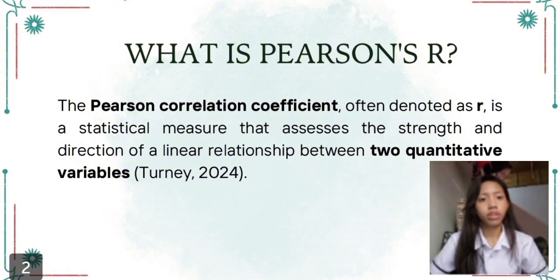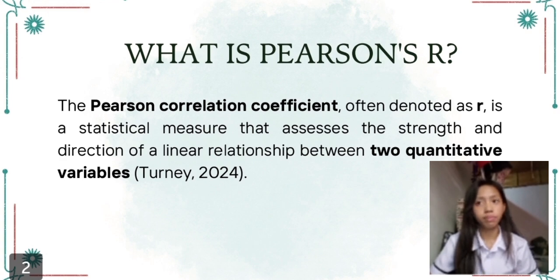The Pearson correlation coefficient, often denoted as R, is a statistical measure that assesses the strength and direction of a linear relationship between two quantitative variables. In other words, Pearson's R is used to understand how different variables relate to each other. It is widely used in research, often referred to as the bivariate correlation, the Pearson product moment correlation coefficient, or the PPMCC.